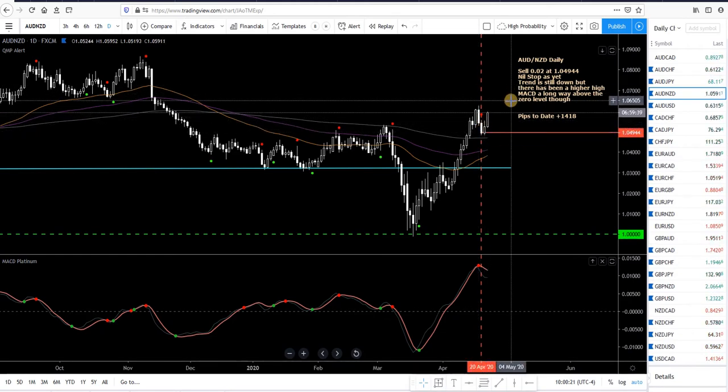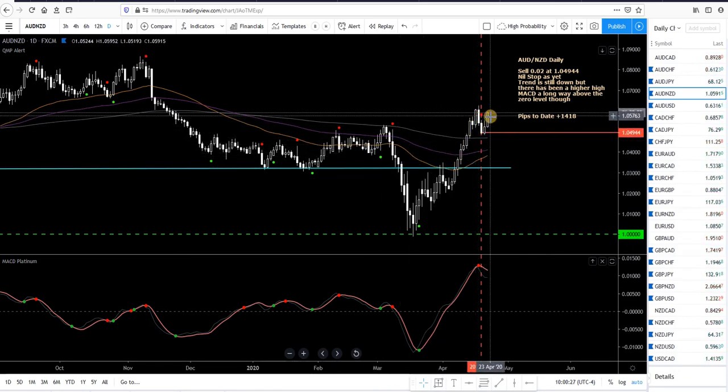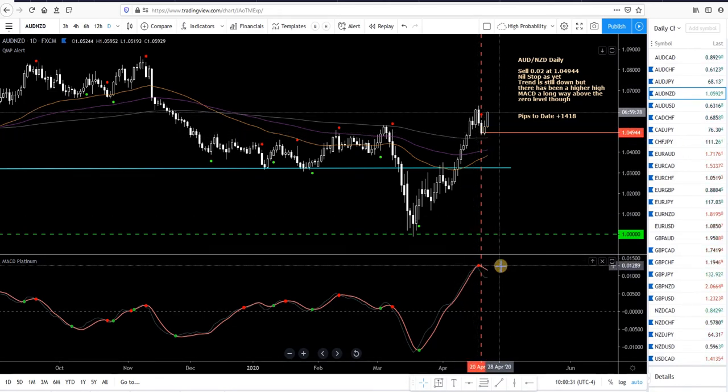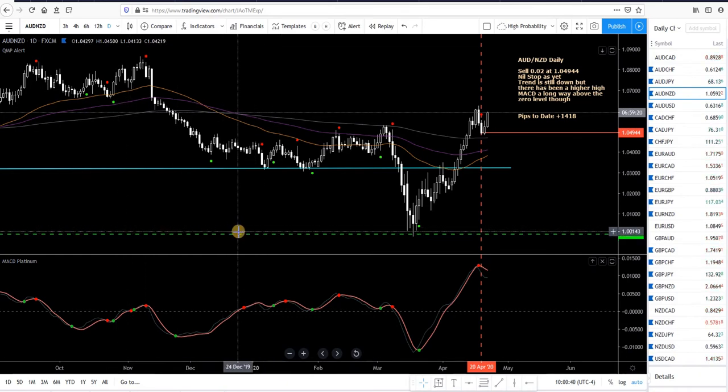There was no divergence supporting it. The MAs were still technically down, even though they're starting to turn up. MACD platinum's a long way above the zero level, so happy to work my way out of this. This green line down here is parity, 1.000. So if you see green lines on the chart, it normally means something of importance, a big number.